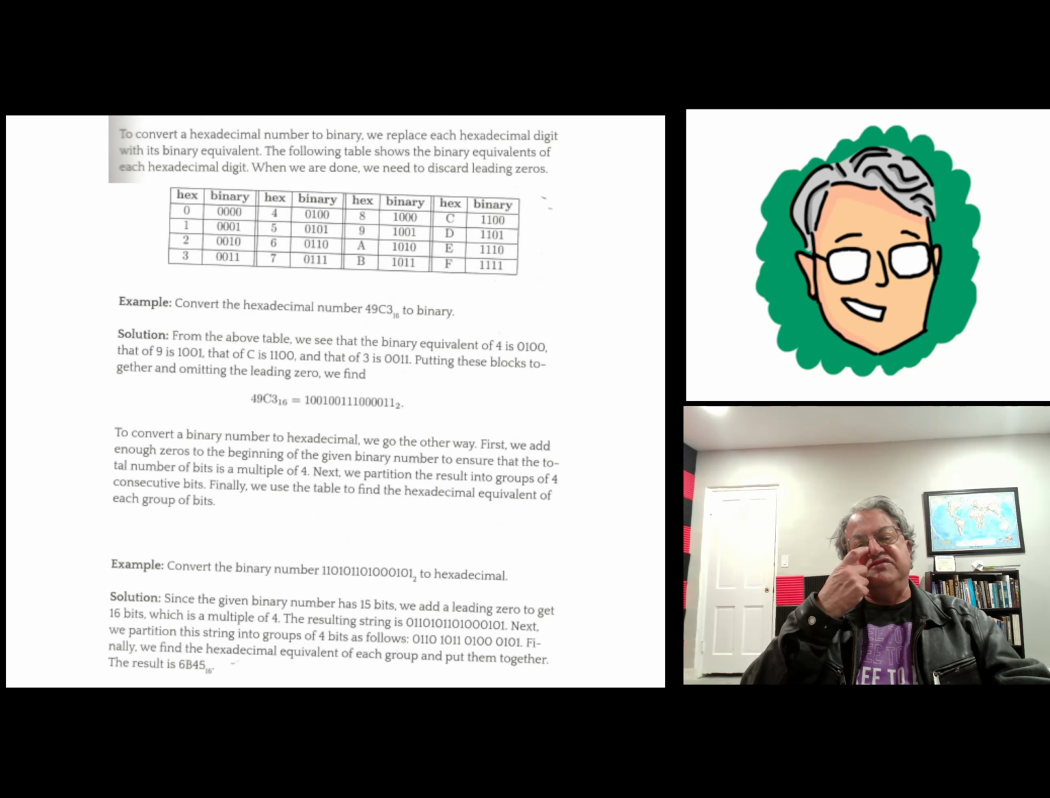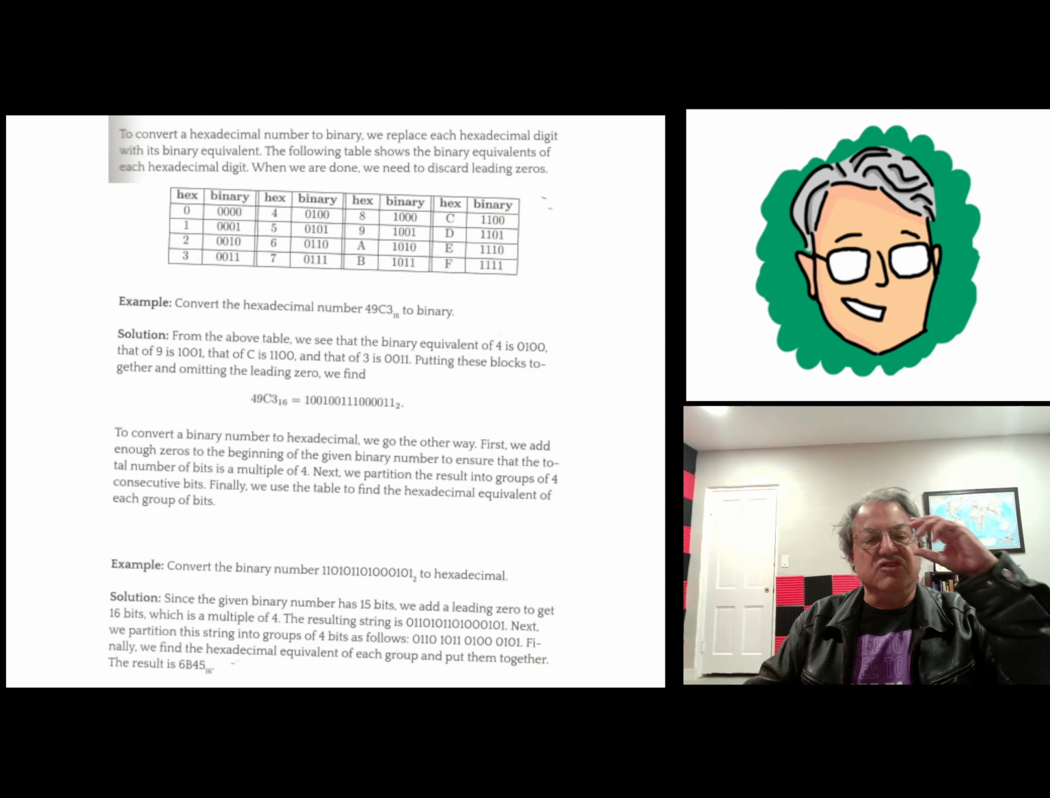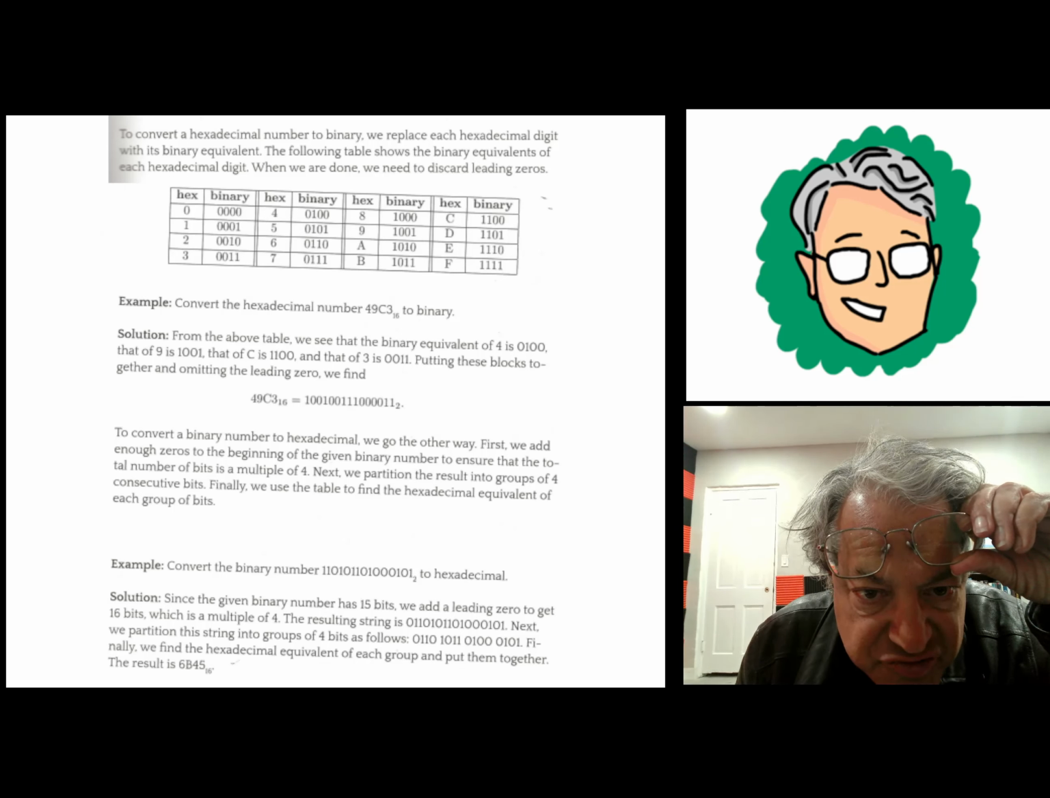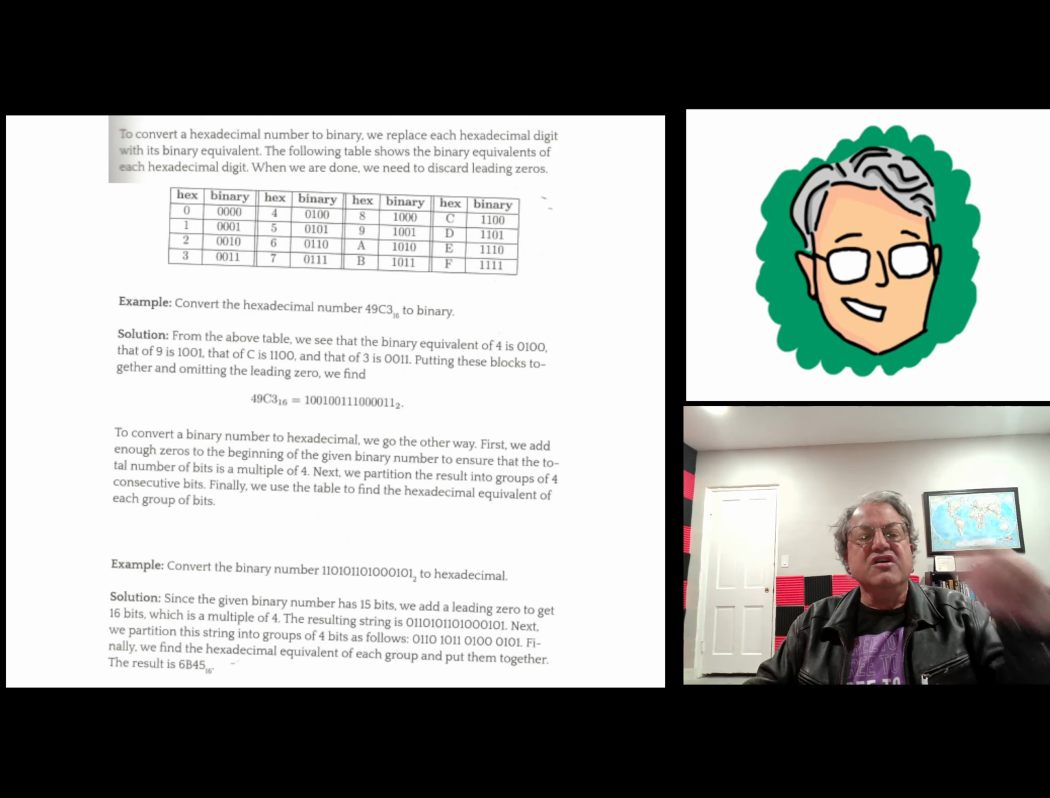So now we get a string of 16 bits starting with a 0. But the last thing you have to do when you're done is get rid of all the leading zeros, because no number in binary or in any other base ever begins with 0. So you just eliminate all the zeros at the beginning. When you're done, you get 1 0 0 1 0 0 1 1 1 0 0 0 0 0 1 1. You can check for yourself that that's the binary representation of 49C3 in hex.